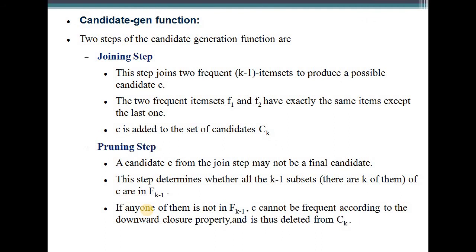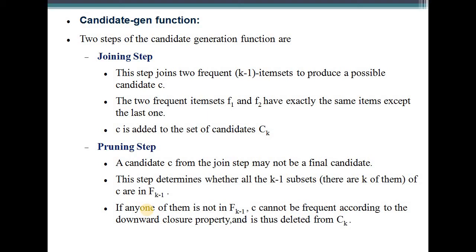Now next is the candidate generation function. We have two steps in the candidate generation function. First is the joining step, second is the pruning step. Joining step means we have to join the item set with itself to create different combinations of it. Like if we have A, B, C as frequent item set, we have to join them with themselves to create different combinations, that is AB, AC, BC. These are the different combinations. This process is known as the joining step.